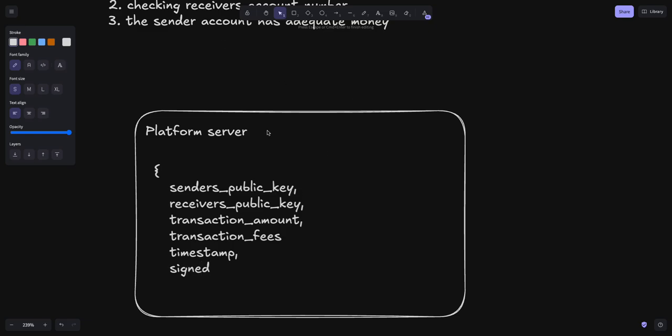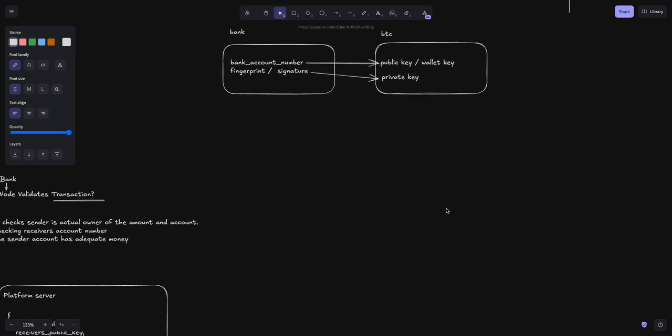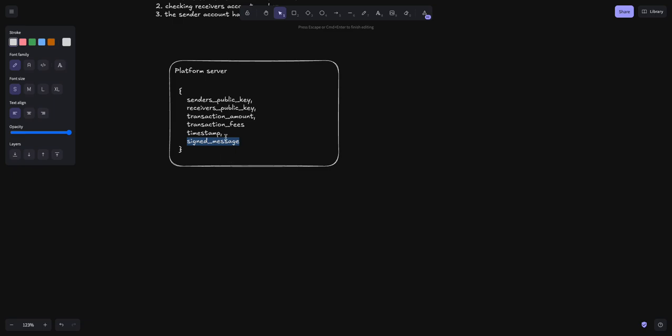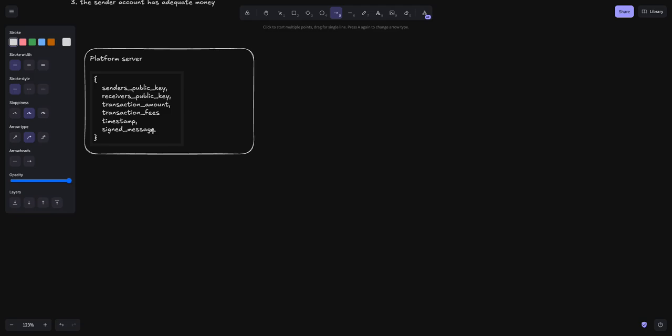The platform server creates this object, which has something at the end which is really important, which is the signed message. I think all the other things are now clear to you, but what is this signed message? We will understand that first. The knowledge of encryption and decryption will help you understand how this signed message is created. As I said, the platform server creates this signed message. So how does it create it? It is created by this process. We will go here and see how this signed message is created.